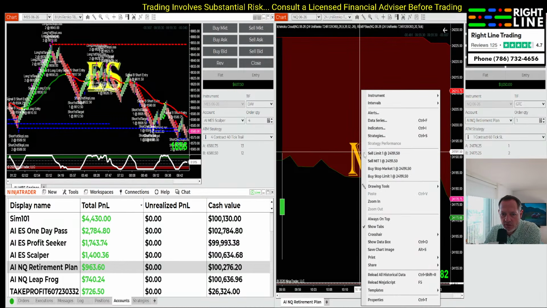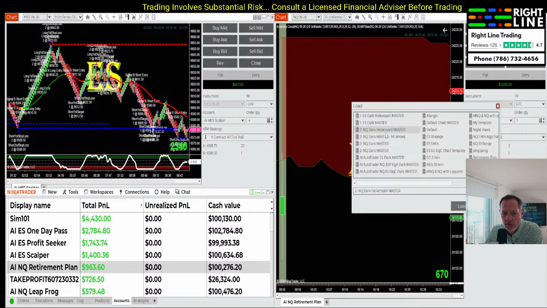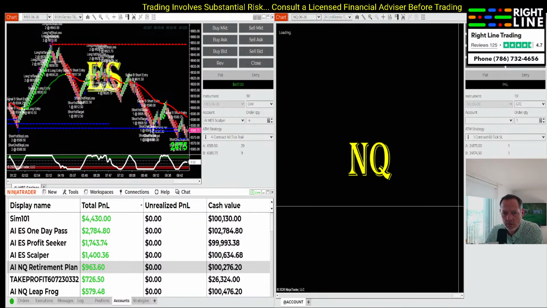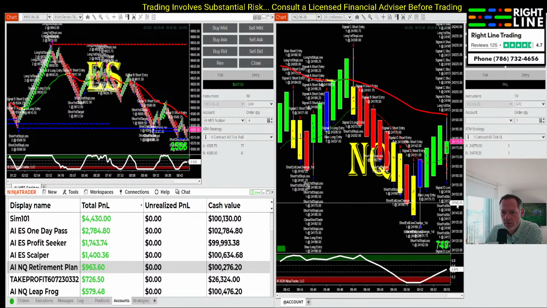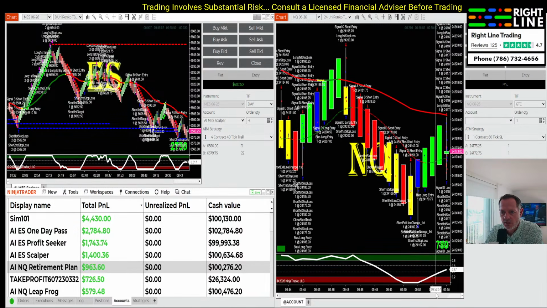All right, so if you need to build a new chart, you can go down here to templates, load, and maybe only I can because I have a few saved maybe. It's almost like a magic trick.